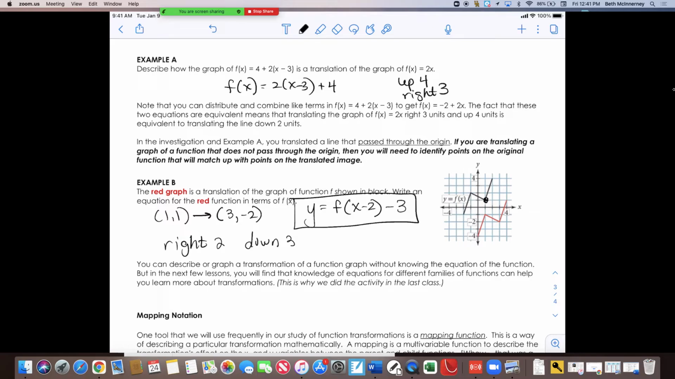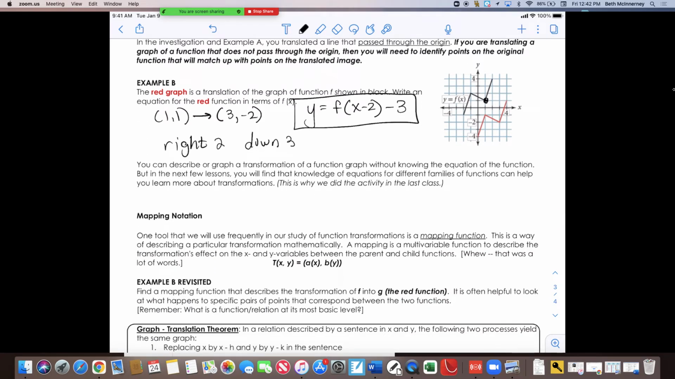All right, you can describe or graph a transformation of a function graph without knowing the equation. But in the next few lessons, you will find that knowledge of equations for different families of functions can help you learn more about transformations. This is why we did what we did with that family of functions packet.